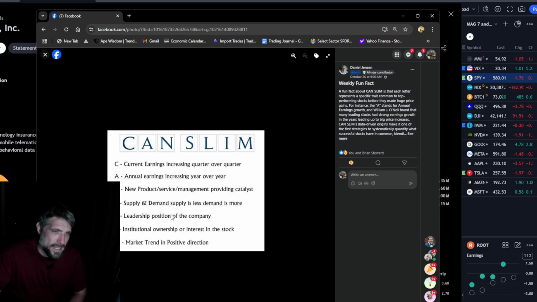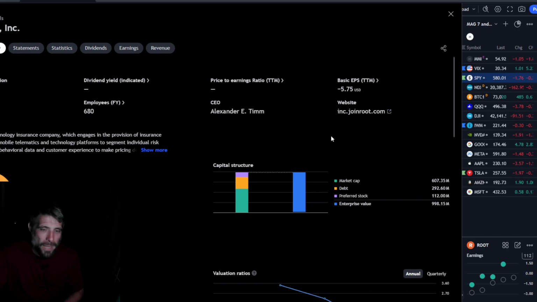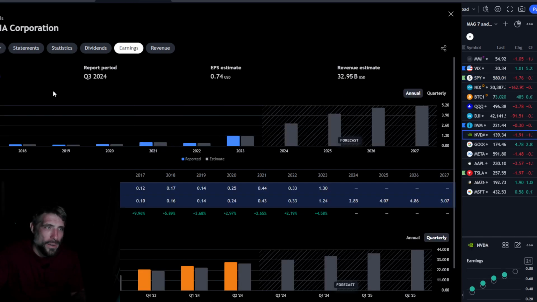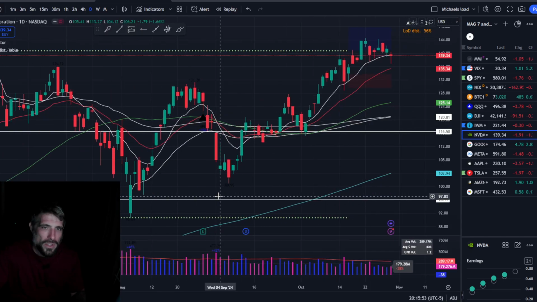The next is supply and demand. So you always want to make sure that you have more demand. You want less supply and more demand if you expect the stock to go higher. So what does that mean? Well, you can see here if we look at a chart. Let me just get rid of this here. So let's look at NVIDIA.